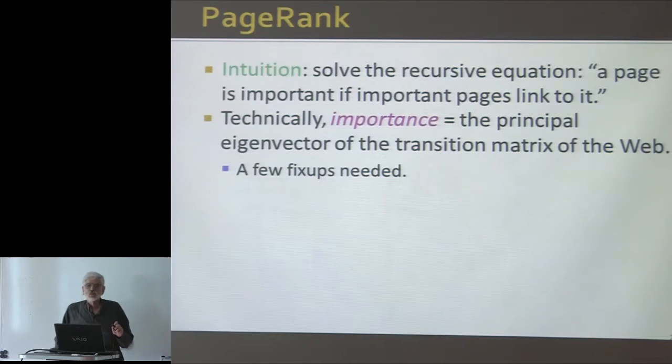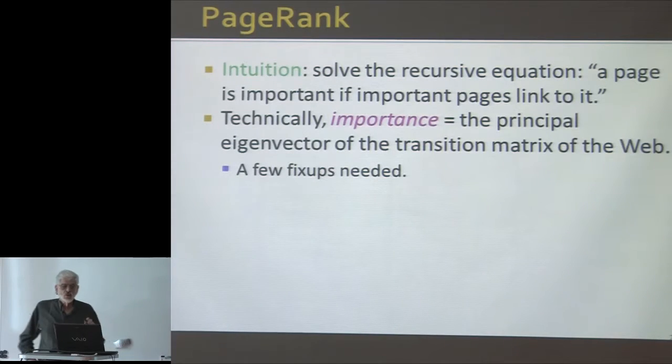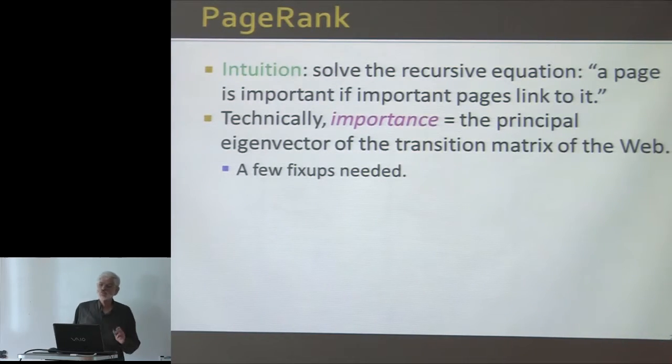The notion of importance is a recursive notion. That is, what you want to say is that a page is important if important pages link to it. Roughly, the notion of importance is the principal eigenvector of the transition matrix of the web, and I'll describe what that is.